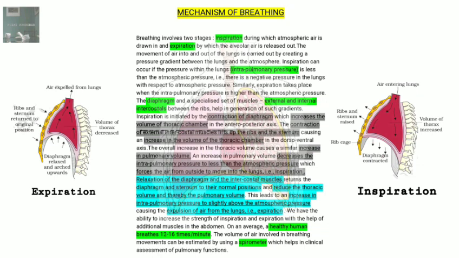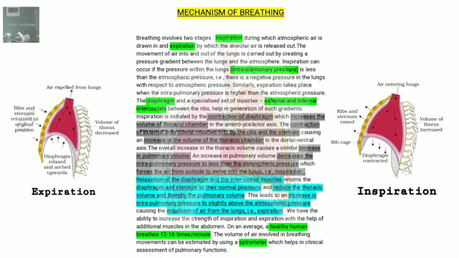The contraction of external intercostal muscles lifts up the ribs and the sternum, causing an increase in the volume of the thoracic chamber in the dorso-ventral axis. Contraction of these muscles is responsible for about 25% of the air that enters the lungs during breathing. The overall increase in the thoracic volume causes a similar increase in the pulmonary volume. An increase in pulmonary volume decreases the intrapulmonary pressure to less than the atmospheric pressure, which forces the air from outside to move into the lungs.